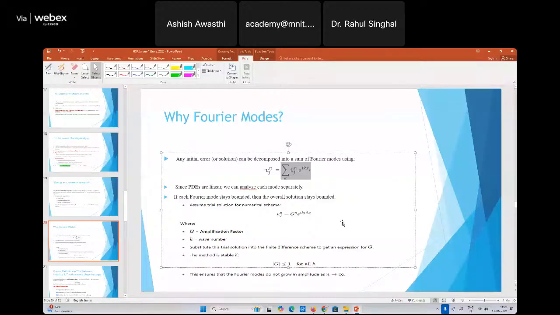Actually, you can write g power n, where n means the nth time level. Exponential of i means that i is the square root of minus 1. k is the wave number. j is the spatial index, so this is x_j, where x_j means j times delta x. That is what is mentioned. And g is called the amplification factor.